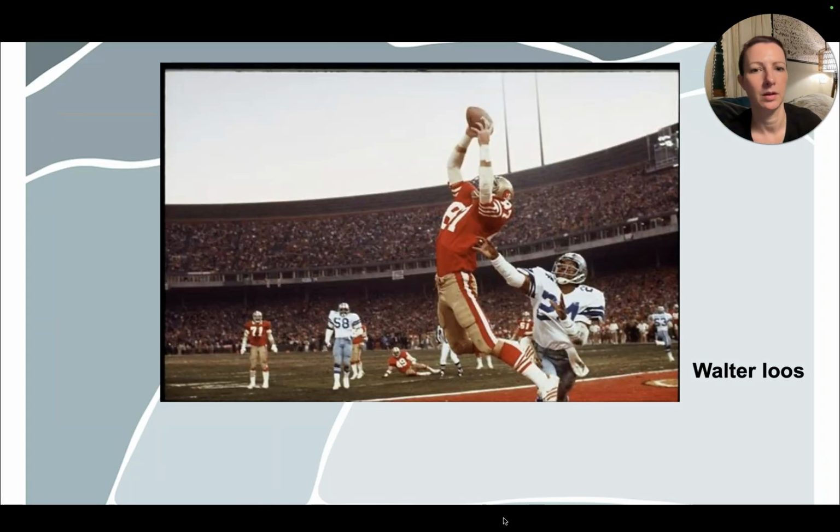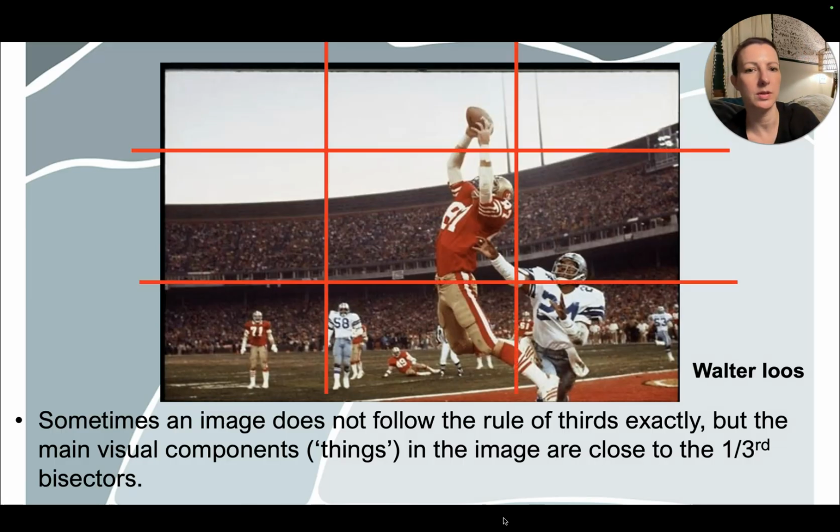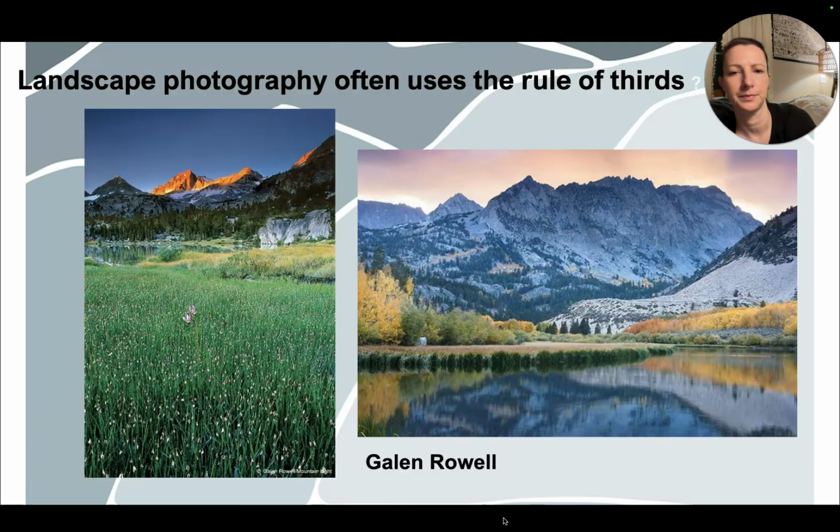So here's another example of the rule of thirds where it's not quite where the lines intersect, and sometimes that's okay. It doesn't have to follow everything exactly, but as long as your main components are where those lines are, it's going to use the rule of thirds. In this one, the football player is a little bit off of that line, but it still works.